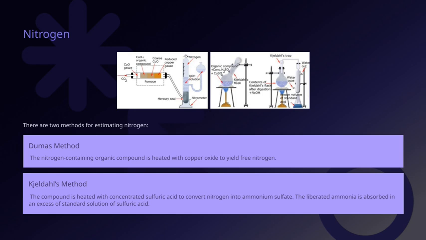There are two main approaches here for estimating nitrogen, but both involve combusting the sample at high temperatures to convert nitrogen into a measurable form, usually nitrogen gas, which is then quantified. These methods are fundamental because they allow us to determine the nitrogen content accurately, which is crucial for assessing the composition and quality of the compounds we're working with.